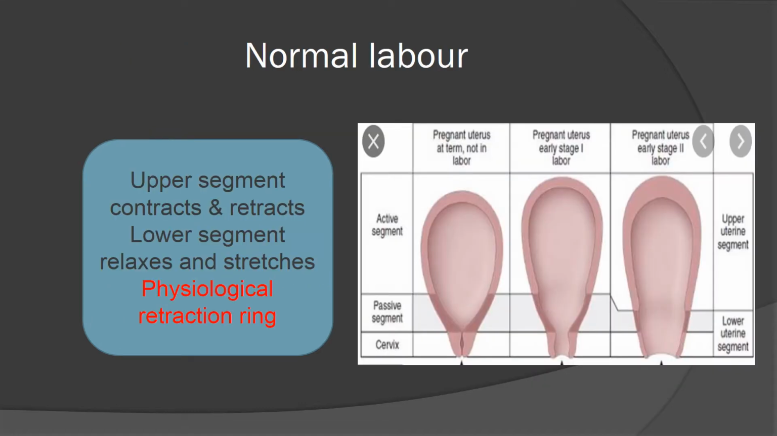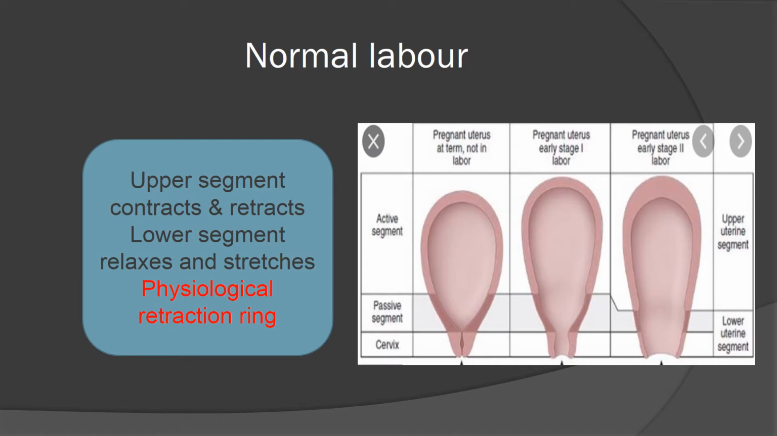As a preparation to labor, we have seen changes in the uterus. There is the formation of the lower segment, which is formed from the isthmus and part of the cervix. The upper segment during labor contracts and retracts, thereby pushing the fetus downwards. At the same time, the lower segment relaxes and stretches to receive the fetus.